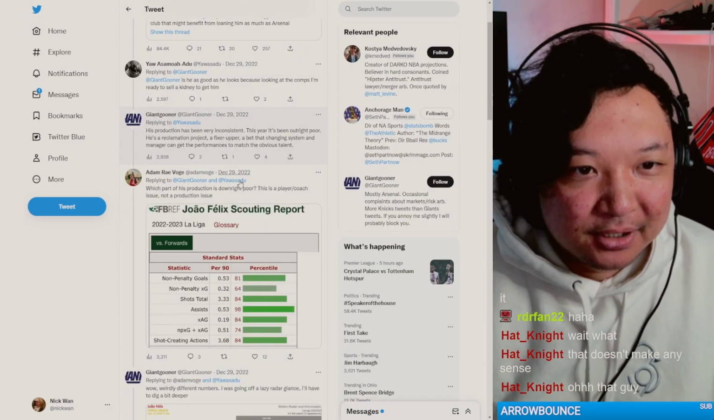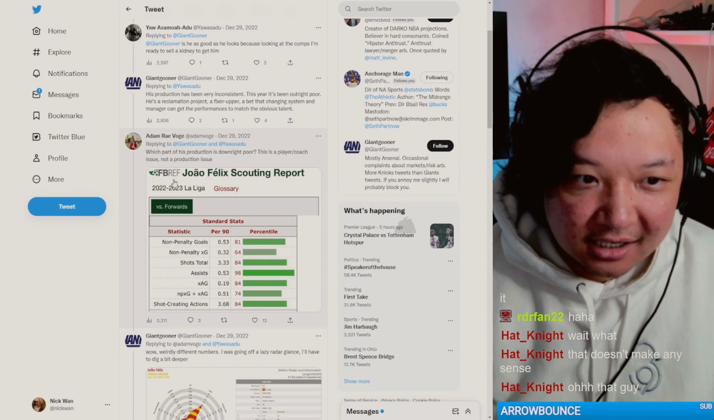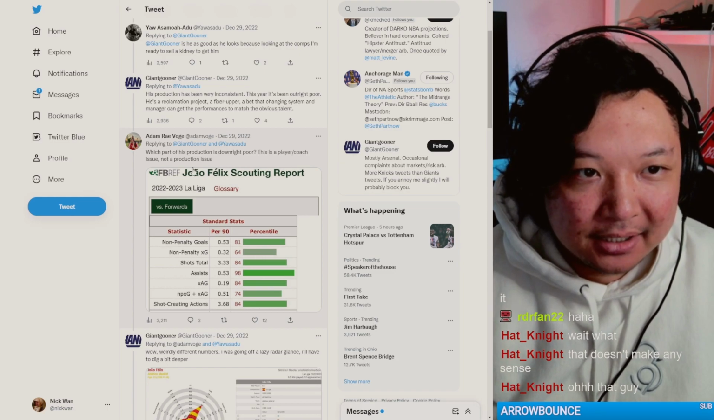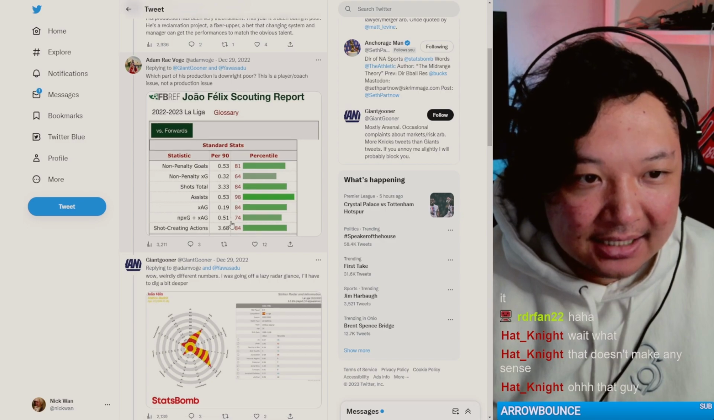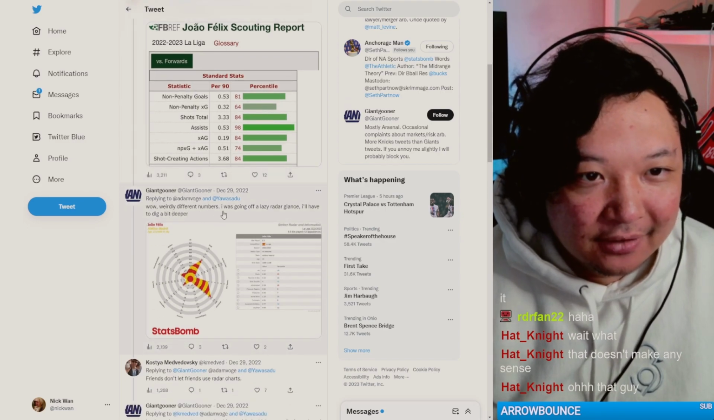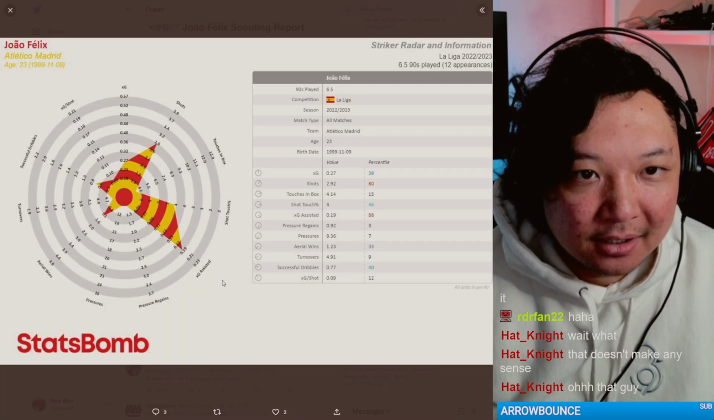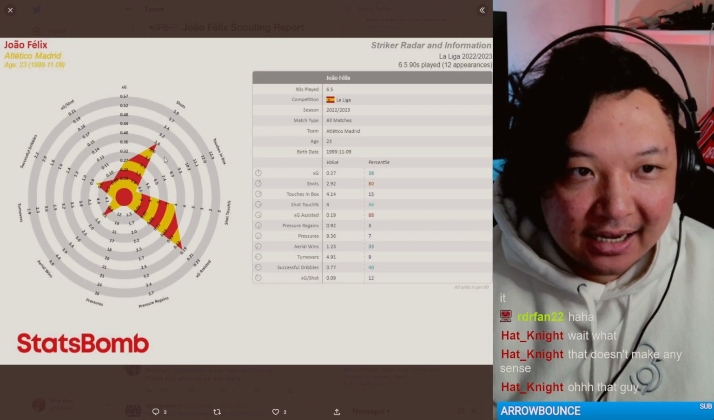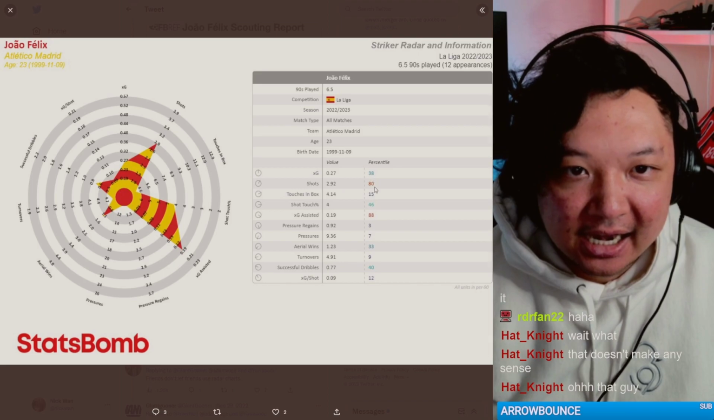So they're talking about the production of this particular soccer player. Which part of his production is downright poor? This is a player/coach issue, not a production issue. Here are his stats. Someone says, wow, weirdly different numbers. I was going off a lazy radar glance. I'll have to dig a bit deeper. This, even though he does have some pretty high points here, would suggest his numbers are not as high.